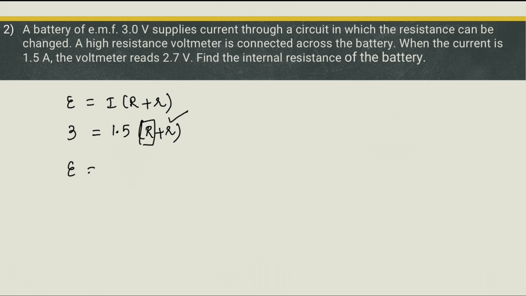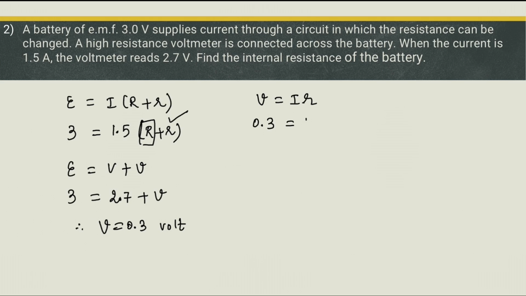Okay, we can use E is equal to V, that is terminal voltage, plus small v, potential drop formula, where EMF is given, terminal voltage is given, plus small v. So small v becomes 0.3 volt. And now we can use v is equal to I into small r, potential drop 0.3, current is given 1.5 ampere into small r. So the value of small r is 0.3 upon 1.5, which is 1 upon 5, equal to 0.2 ohm.